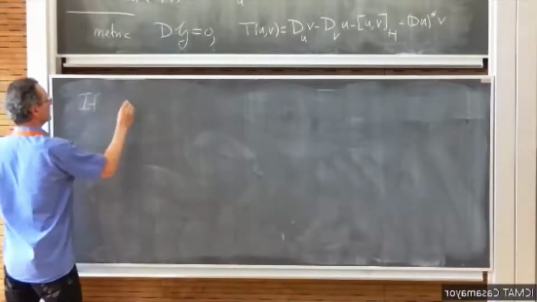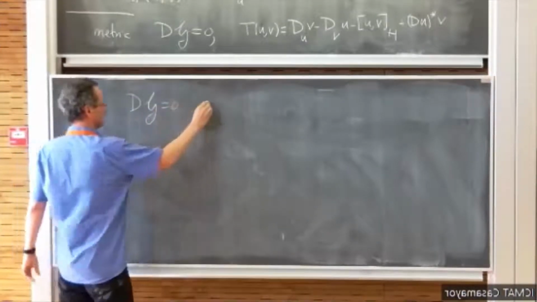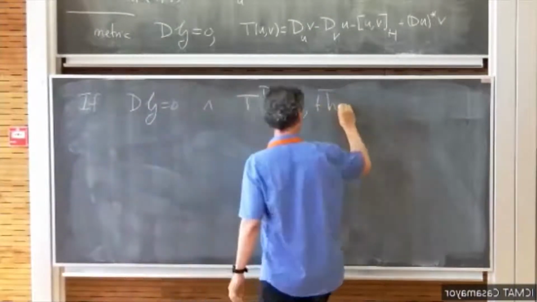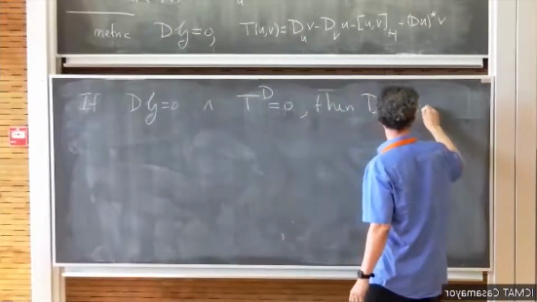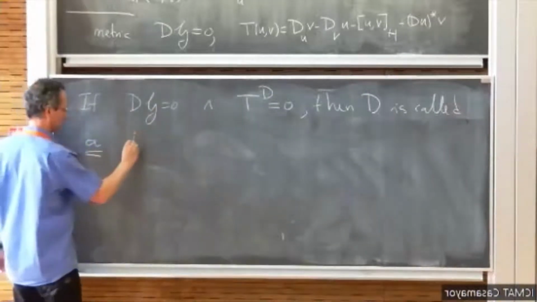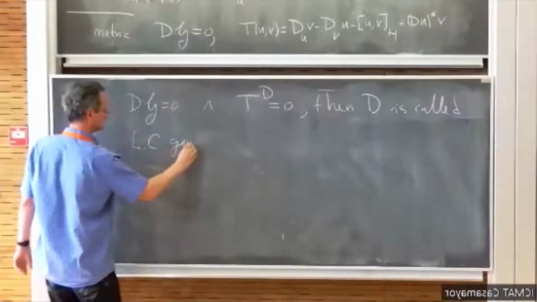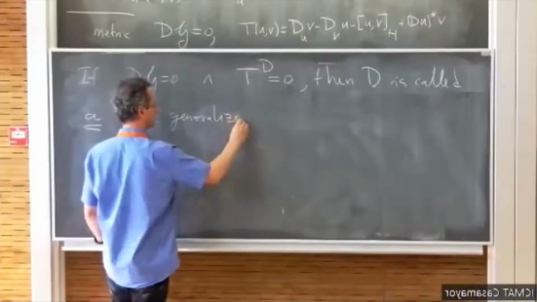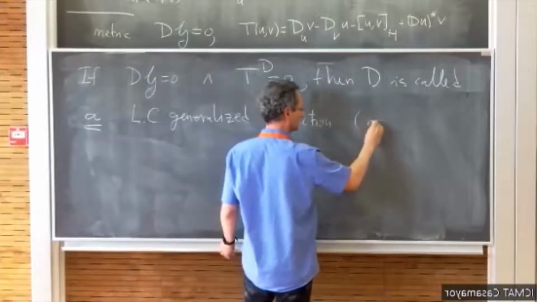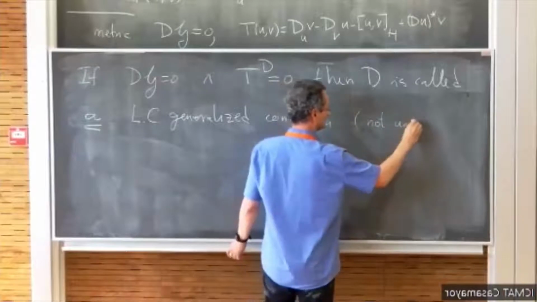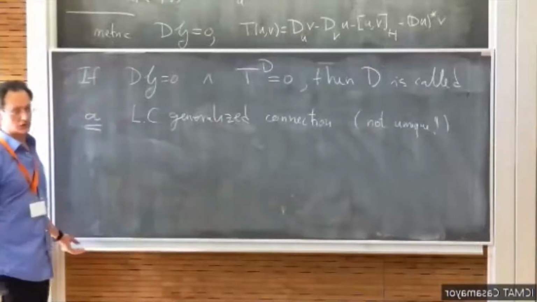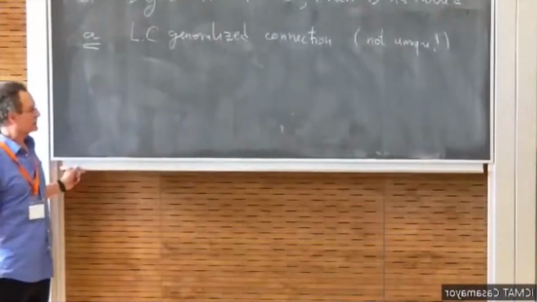If dg is zero and torsion of D is zero, then D is called a Levi-Civita generalized connection. But the caveat is it's not unique in general. Okay, but nevertheless, we can use this connection to define curvature, and that's a good idea.